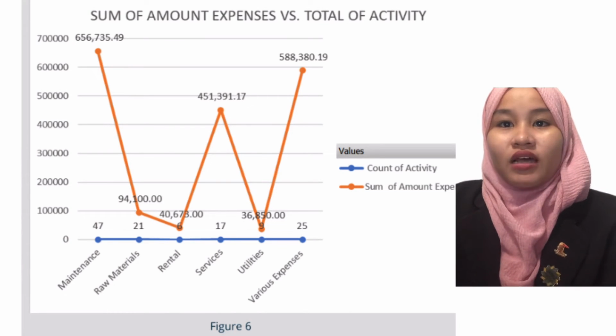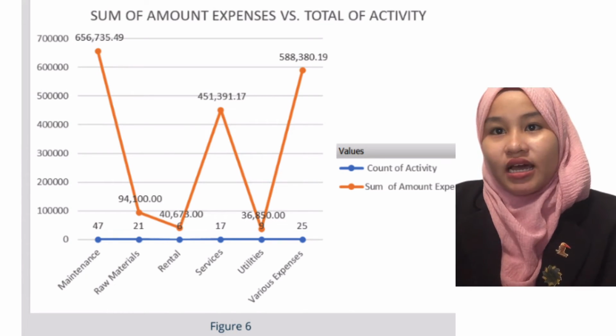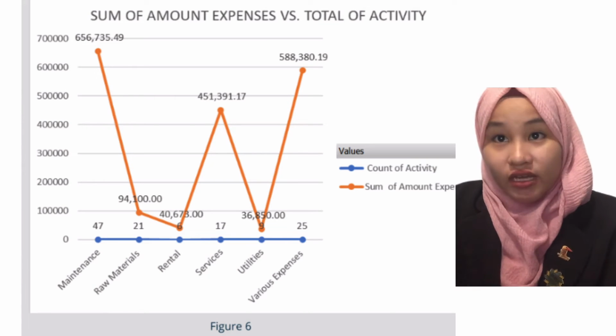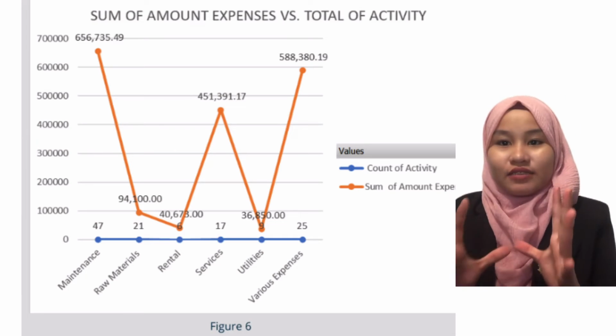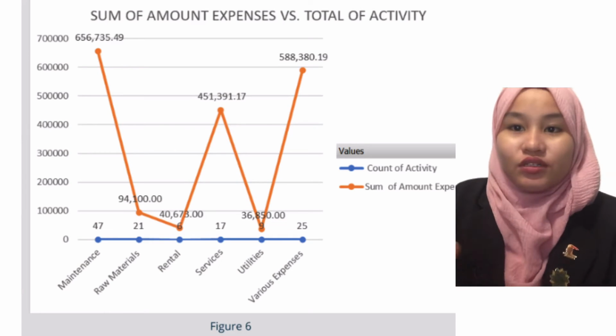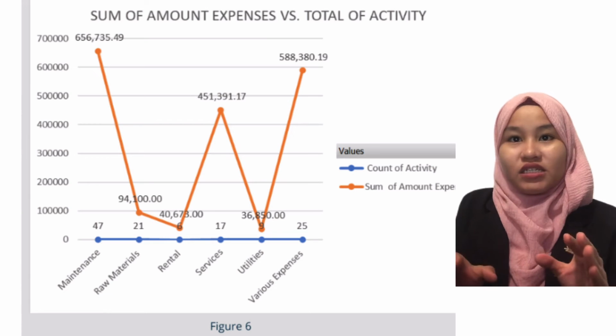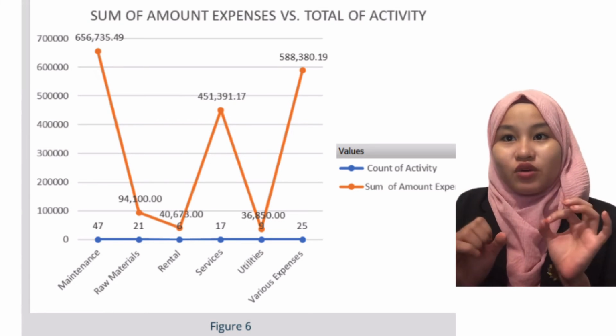This causes the hypothesis to be accepted, because the higher the expenditure allocation, the more activities the company will undertake to operate as usual. This also explains that a small allocation of expenditure results in a small number of activities.